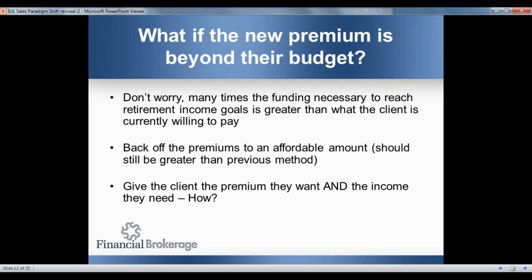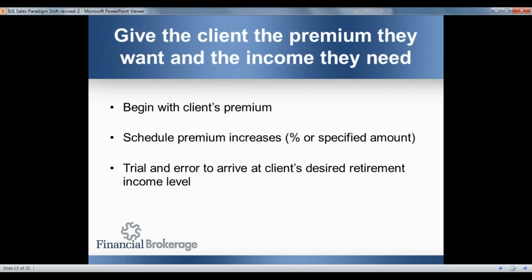But there is a method we can utilize here to back off the premiums, get it down to an affordable level, and we're going to use that $770 a month figure, and still give the client that $100,000 of income that they want in retirement. So this kind of sounds like magic, but it's really pretty cool the way it works here.